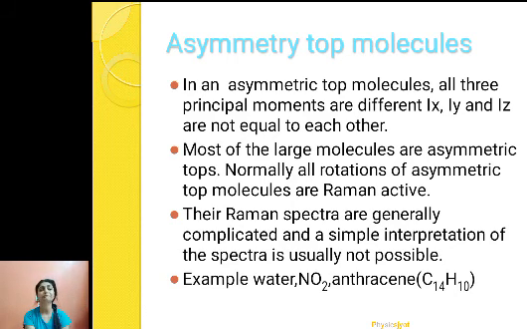That means the rotations in this kind of molecules produce a change in the polarizability of the molecule, and that is how they are Raman active. Their Raman spectra are generally very complicated, and a simple interpretation of the spectra is usually not possible. Examples of asymmetric top molecules are water, NO2, anthracene. So these are the asymmetric top molecules which are Raman active. Their spectra are complicated and we cannot give a simple interpretation of them.